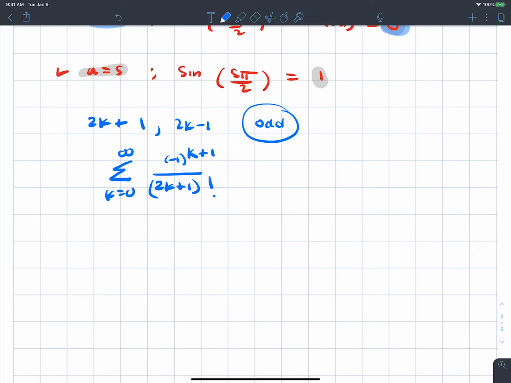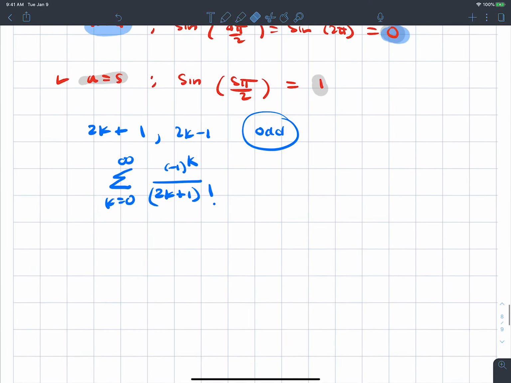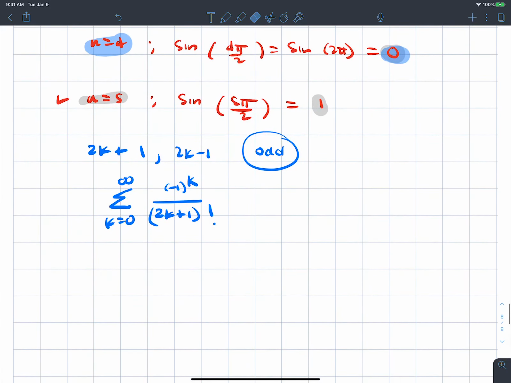Maybe I want to do that one instead. And if k is 0, this is just k. So maybe I can make it simpler by doing that. The point is, this is what my terms will look like. This is what I want to see, whether it converges or whether it diverges. So we want to look at one with factorial here.